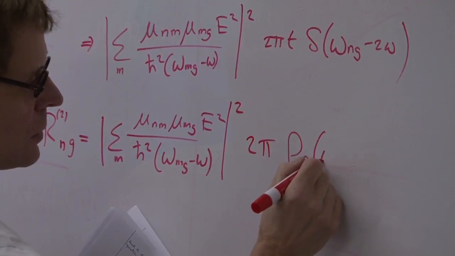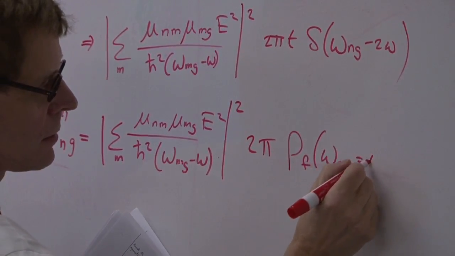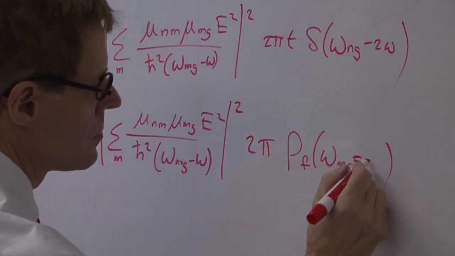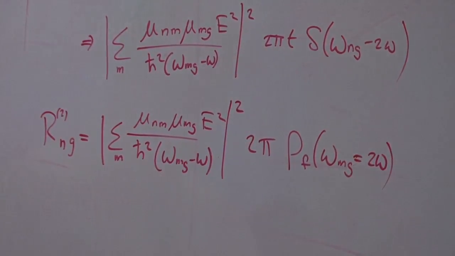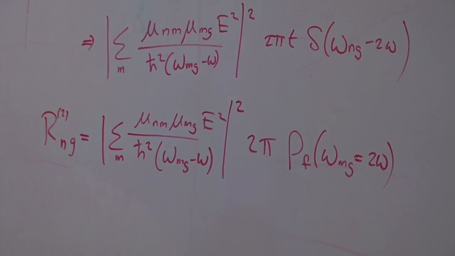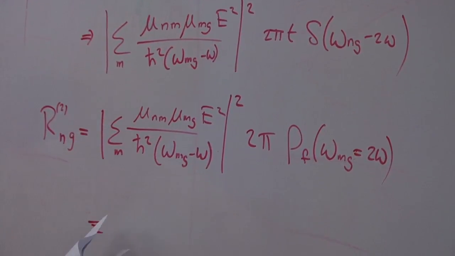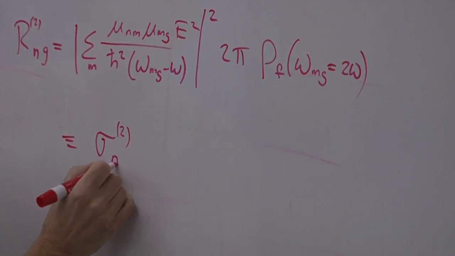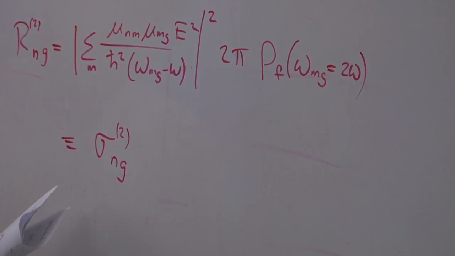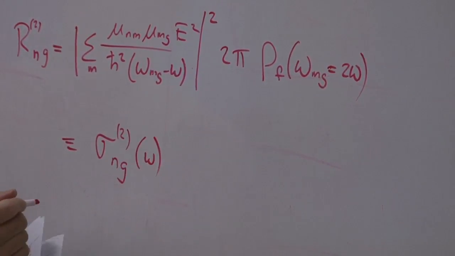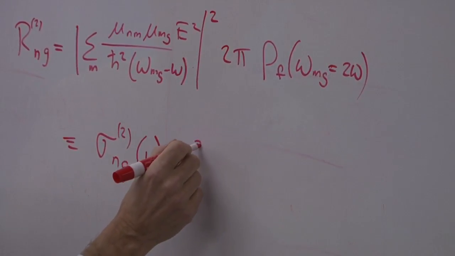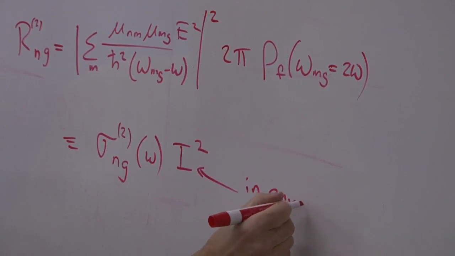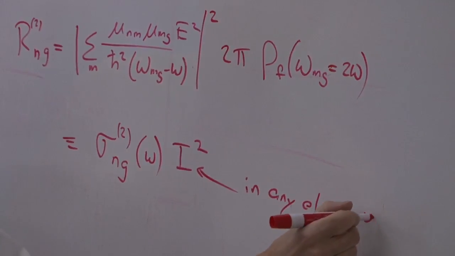Two pi rho f, omega_mg equal 2 omega. And if we want to, we can define this to be the 2-photon cross-section for a transition from the ground state to the excited state times I squared in any chosen units.